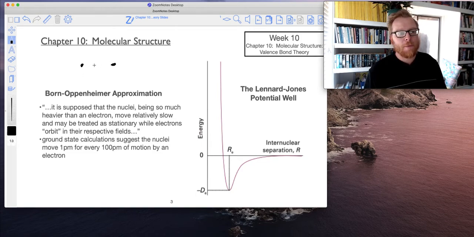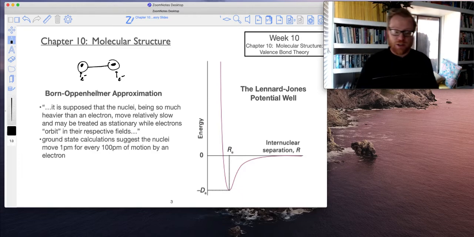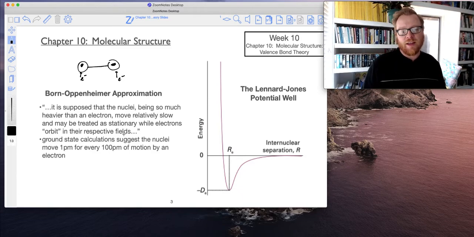So there's some center of mass, and there's some chemical bond bonding the two of them here, where this little orbit, right, represents an electron orbiting some nucleus, and they're bonded together. And based on just how rapid the motion of those electrons are, we treat the nuclei as stationary. Okay? And so this leads us to the Lennard-Jones Potential Well.